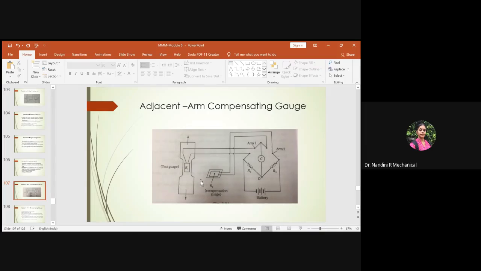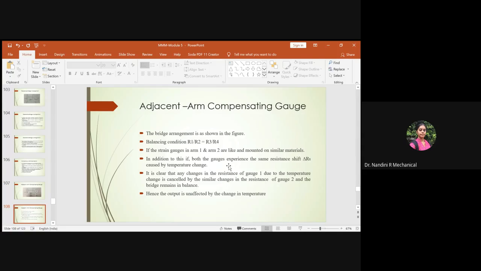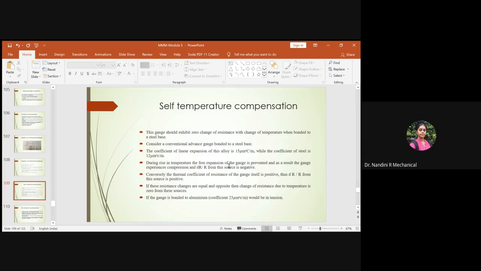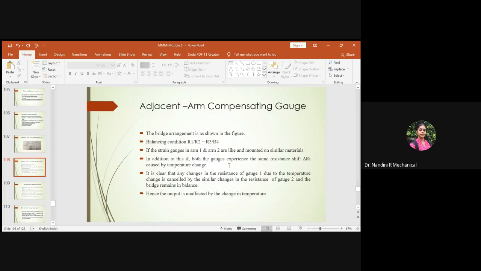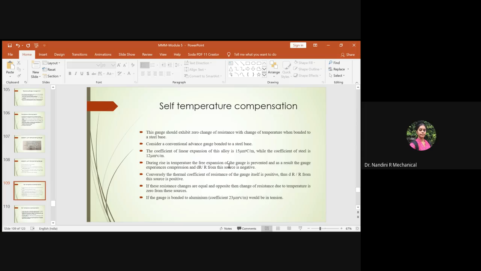This compensating gauge will help in nullifying the variations from the external environment, and hence the bridge becomes balanced and the variation due to the external environment can be overcome. So this is the first method of temperature compensation. What is the next method? The next method is called self-temperature compensation.